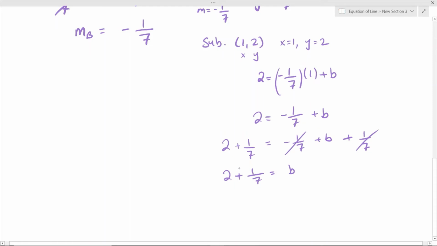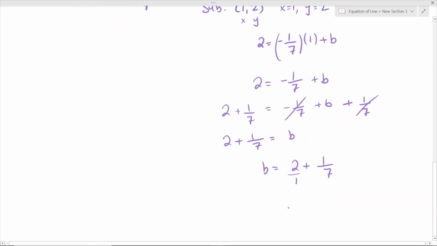And then we can basically simplify this, right? So b is equal to 2 plus 1/7. So I'm just going to rewrite b first, and then we're going to simplify it. So now here we recognize this is 2, but 2 is basically 2/1, okay? So we can simplify it by finding a common denominator so we can add them together. So 2/1 plus 1/7. We can multiply this by 7 and multiply this by 7, so we get the same denominator. So 2 times 7 is 14.